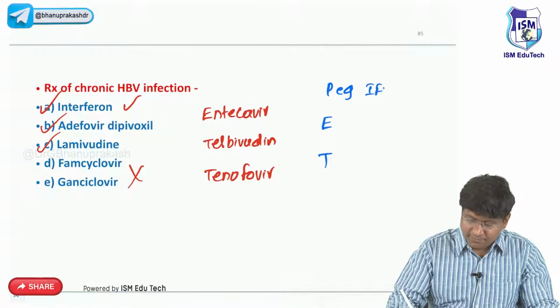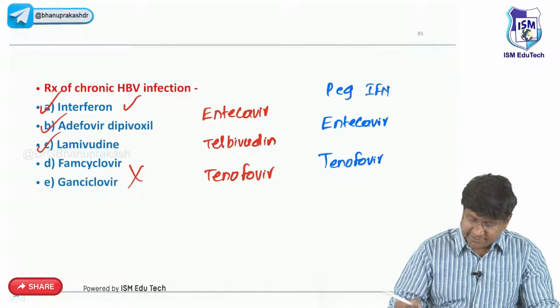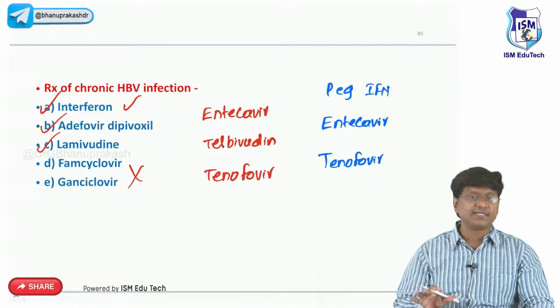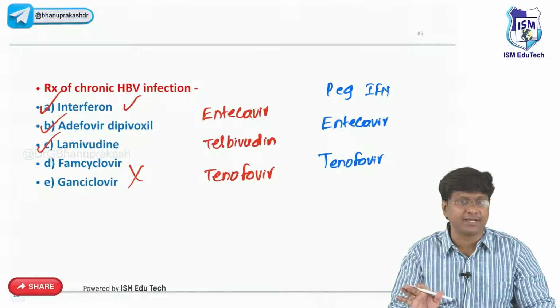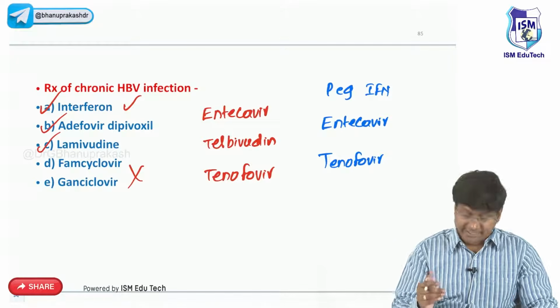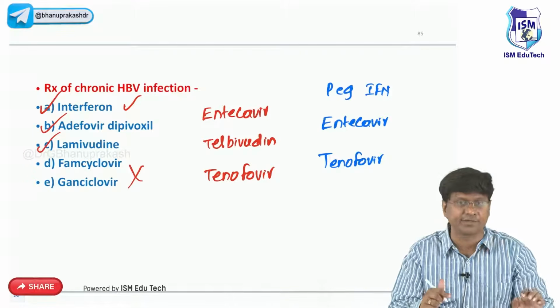Pegylated interferon, then entecavir, then tenofovir. So these are the drugs which are first line for the treatment of viral hepatitis, right? Next, the important question is when you need to start the antiviral drugs for chronic hepatitis.